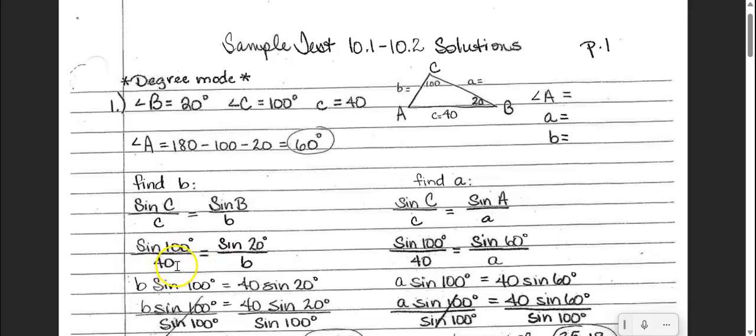So when I have one fraction equals another, I'm going to cross multiply. So if I cross multiply, then I'm going to have b times the sine of 100 is equal to 40 times the sine of 20. So then to get b by itself, I'm just going to divide both sides by sine 100. So you can put this whole thing in your calculator at one time. We practiced that in class.